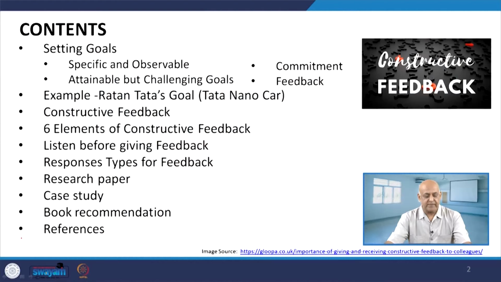So, setting the goals: specific and observable, attainable but challenging goals, commitment, and the feedback. Here some real-time examples have been taken, that is Ratan Tata's goal related to the Tata Nano car. Then the constructive feedback and what the six essential elements of constructive feedback are. And what is expected from the leader and the team members, listening before giving feedback, and the response types for the feedback we will be talking about.